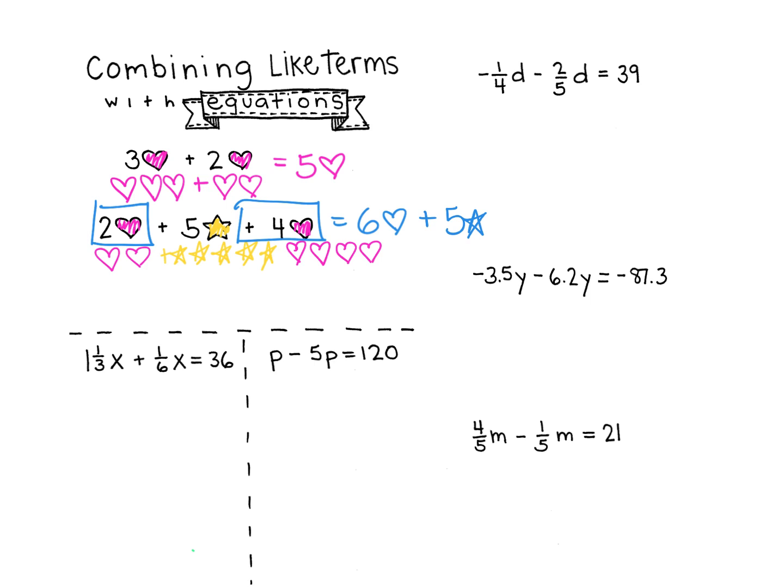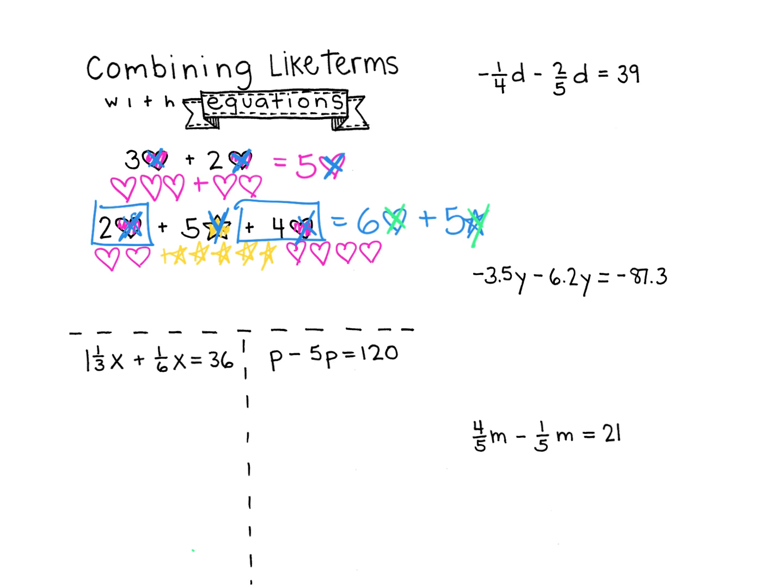We're talking about hearts and stars, but this could just as easily be x's and y's or any variable that we see when we're solving equations. So these hearts right here, this could have been 3x plus 2x gives us 5x, or 2x plus 5y plus 4x gives us 6x plus 5y. It's the same type of process: we are combining when we have the same variables.